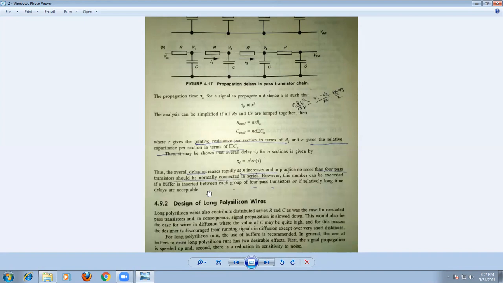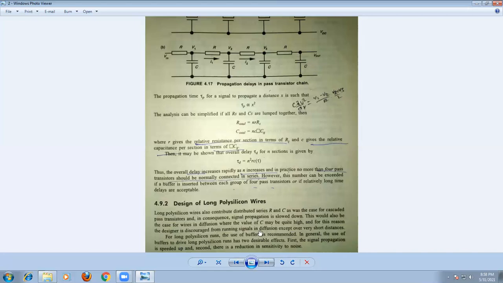Similar to the pass transistors, the polysilicon also contributes some distributed series resistance and capacitance. That means the polysilicon also has some capacitance, and the resistance is also present in the polysilicon wires. So again there is the chance of a delay, which will slow down the speed of the signal. The signal propagation will become slow.